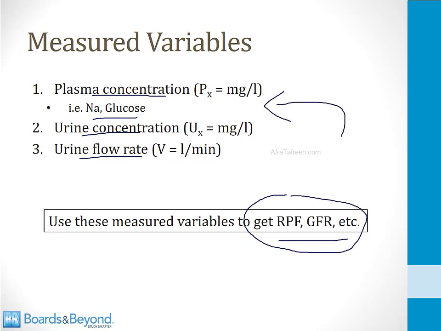We can take a blood sample and measure the plasma concentration of solutes. We can take a urine sample and measure the urine concentration of solutes. And if we ask the patient to collect their urine over 24 hours, we can then determine the urine flow rate in liters per minute.